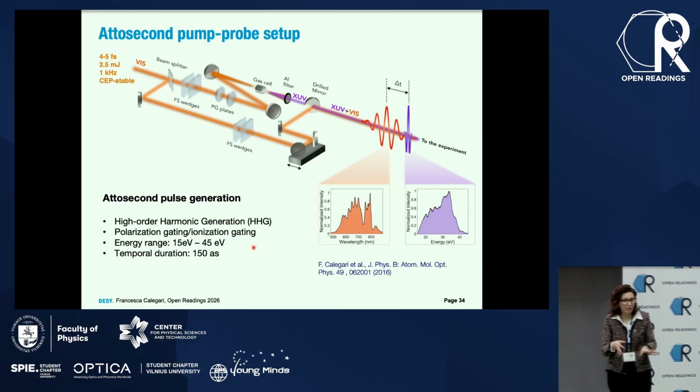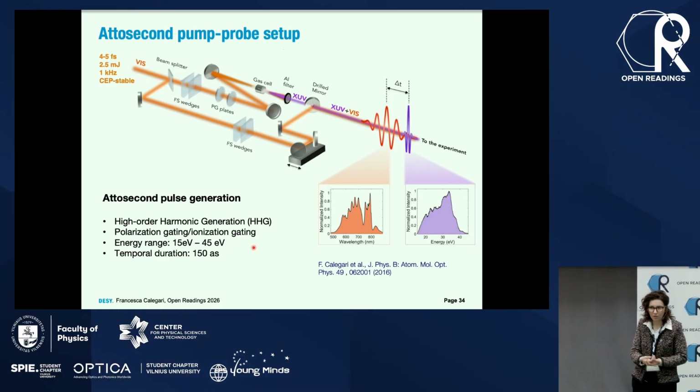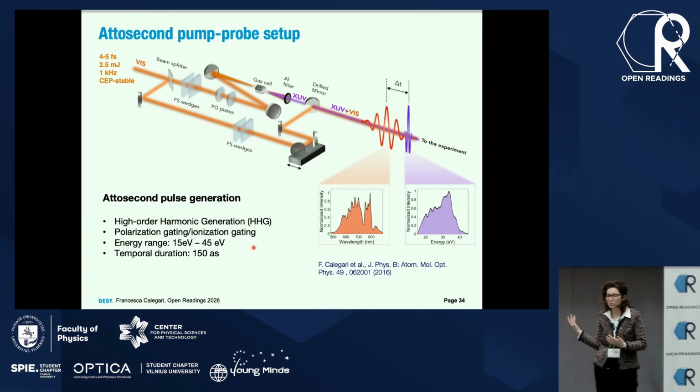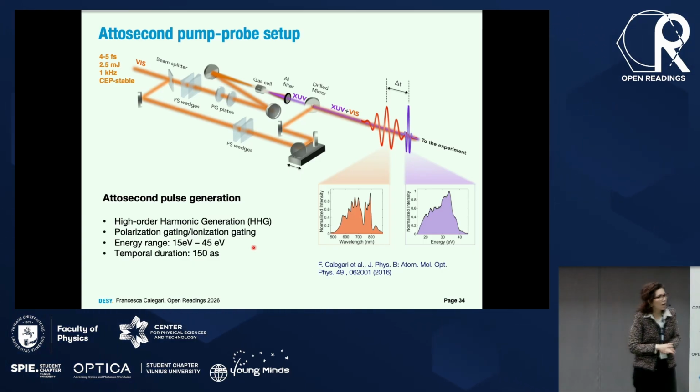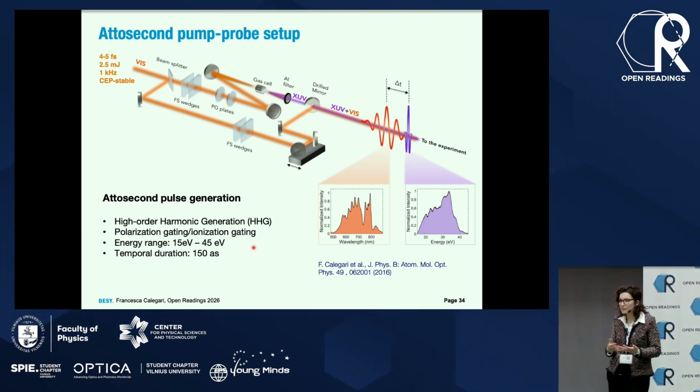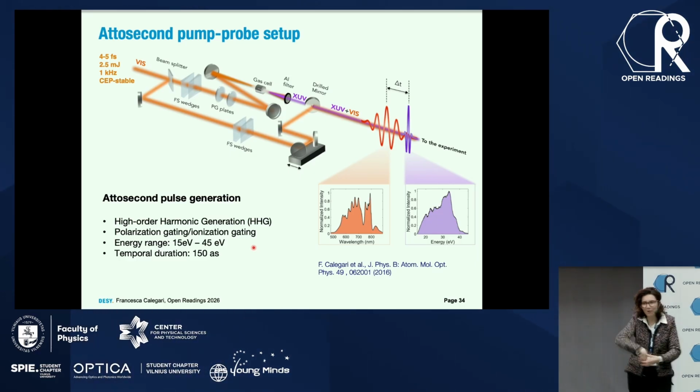But as soon as I send my XUV attosecond pulse to the target, I activate this ultrafast electron dynamics. And you will see that in an example soon. But given the high photon energy of the XUV attosecond pulse, what I do is basically ionize the system, right? It's nothing I can do. It's too high photon energy. I will extract an electron.